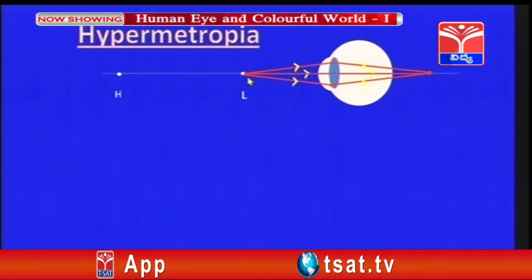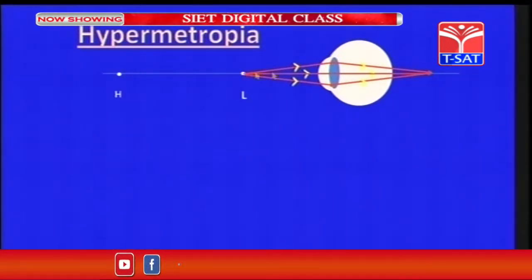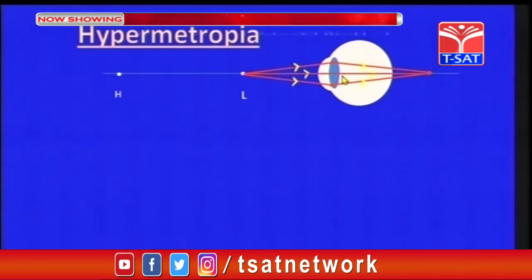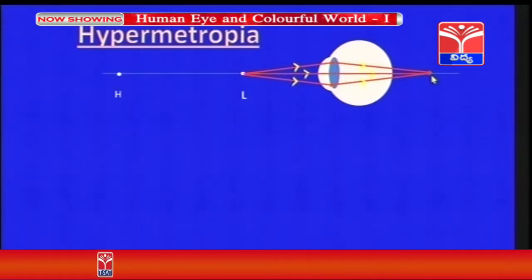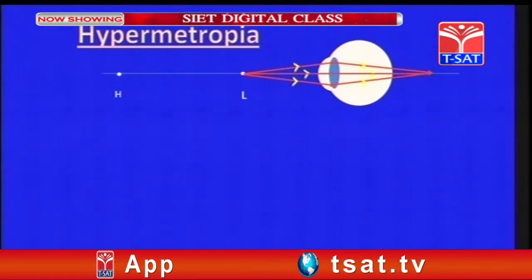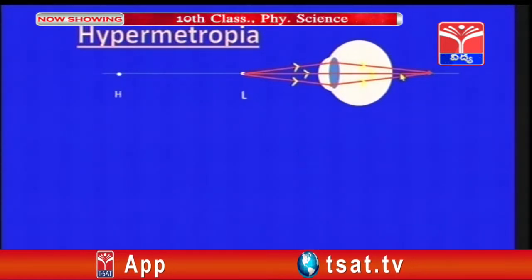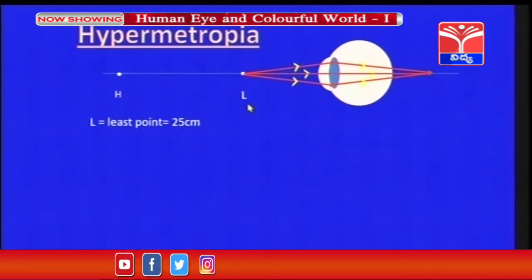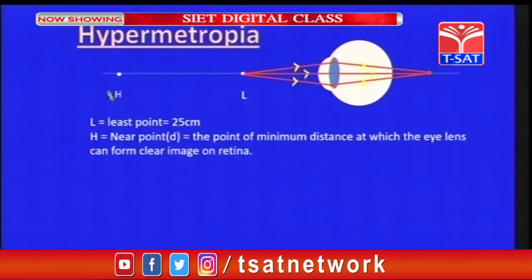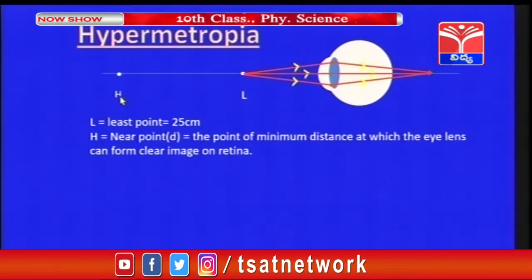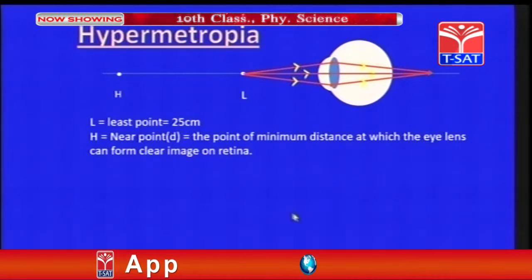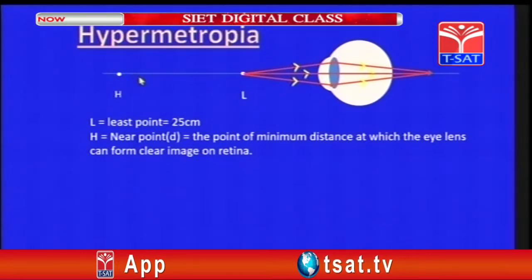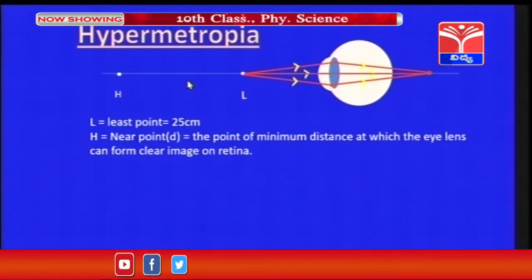So when the object is at the least distance, the image is formed behind the retina. Here the minimum focal length is greater than 2.27 centimeters. So that's why the image is formed behind the retina. When the object is at L, the least distance, that is 25 centimeters, and here H is the near point. The near point means the point of minimum distance at which the eye lens can form a clear image on the retina. If you place the object before this point, you are not able to see the object clearly.